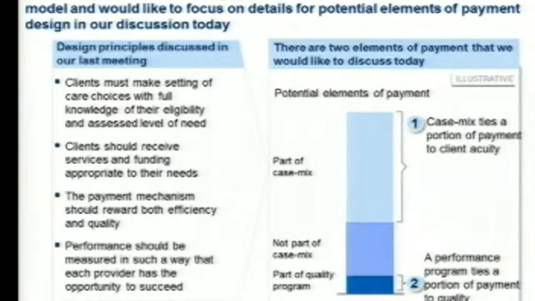So there are two elements of payment related to these design principles that we want to discuss today. First is case mix. The second is the quality incentive. What you see on the right-hand side is a depiction of 100% of the payment that a provider would get for a long-term service and support. Now, that bar is a lot higher for some services and types of services than others, institutional, non-institutional, etc. But just imagine if you're a provider that this is the total payment that you get for an individual.